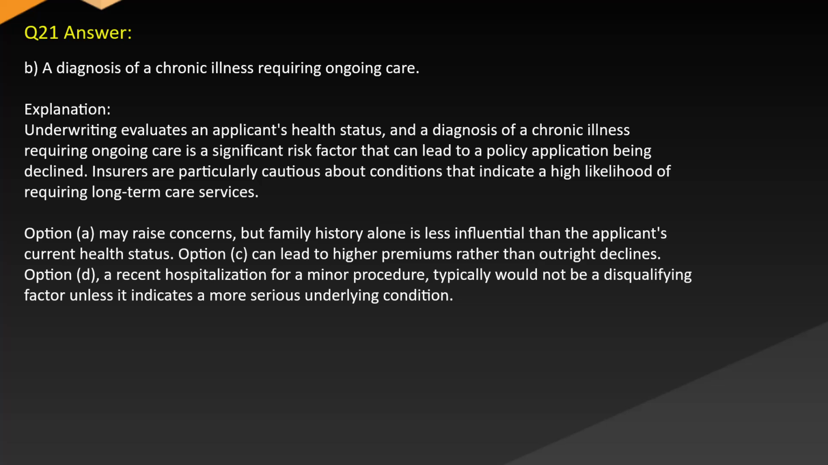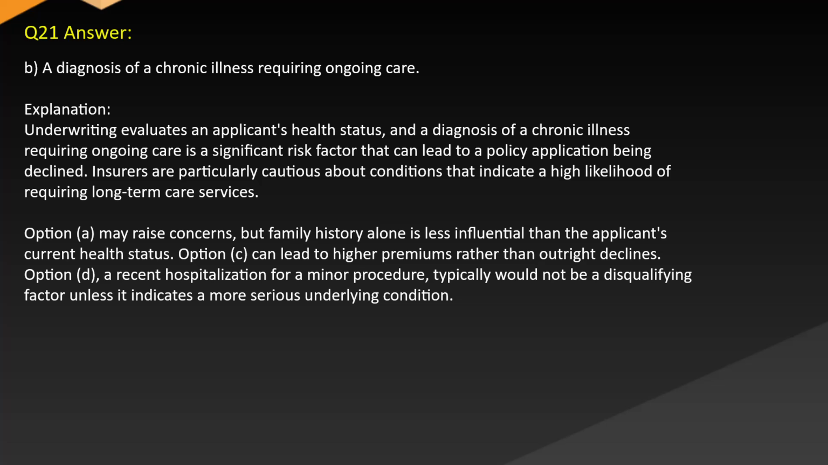Answer: B. A diagnosis of a chronic illness requiring ongoing care. Explanation: underwriting evaluates an applicant's health status, and a diagnosis of a chronic illness requiring ongoing care is a significant risk factor that can lead to a policy application being declined. Insurers are particularly cautious about conditions that indicate a high likelihood of requiring long-term care services.